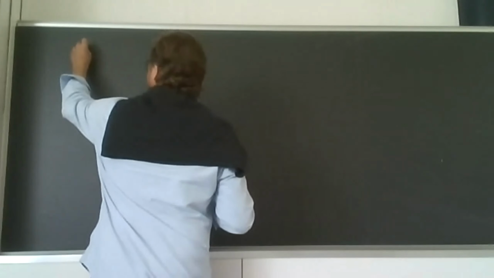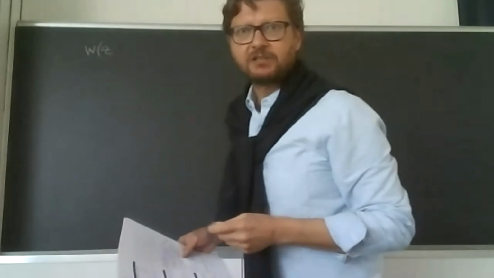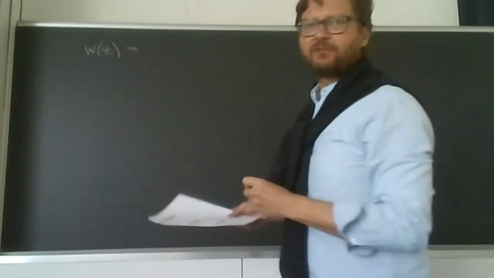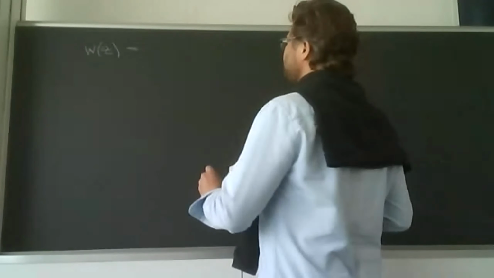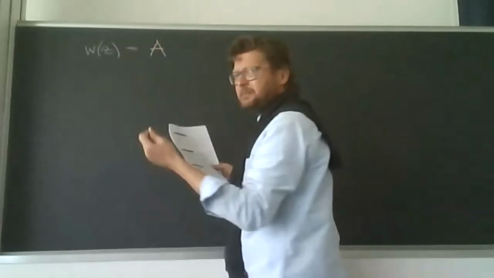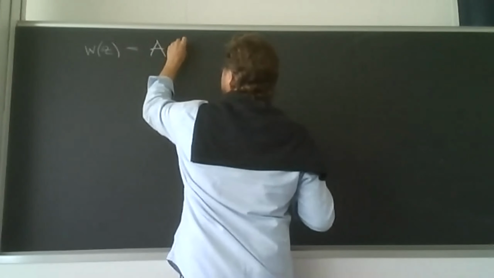And the example I'm making is a complex potential which looks very, very simple. It's a complex function. Maybe I need to turn on the light. Hold on a second. Yeah, I think it's a bit better. W(Z) is equal to A, being just an arbitrary constant, times Z squared.